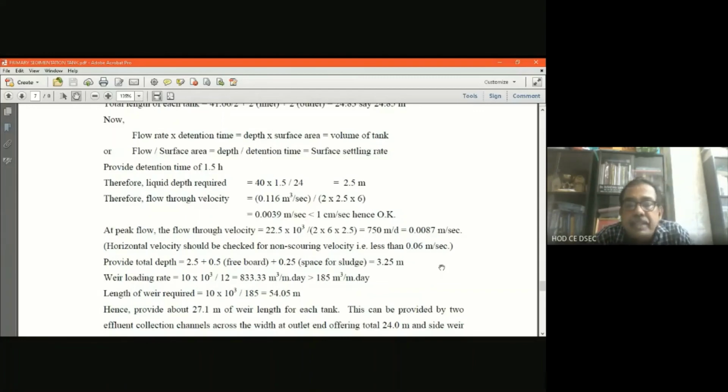Velocity is nothing but Q by A. What is Q by A? Q is 10 million liter per day, which is 0.116 meter cubed per second. And what is A? A is for 2 number of tanks.